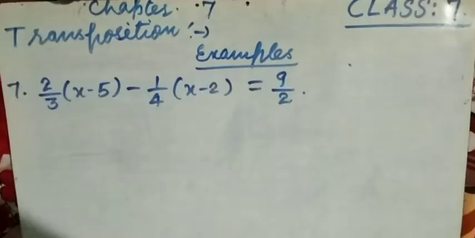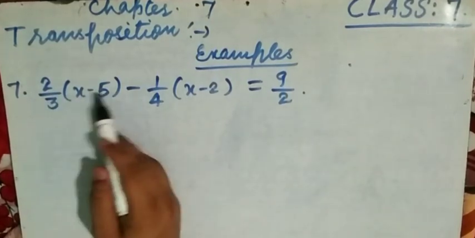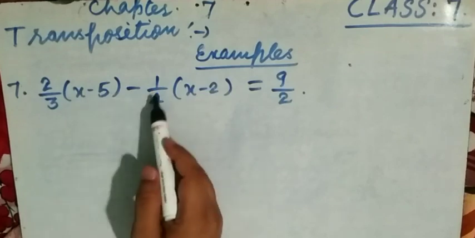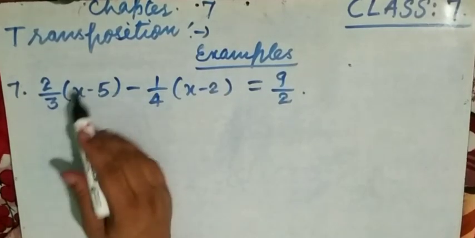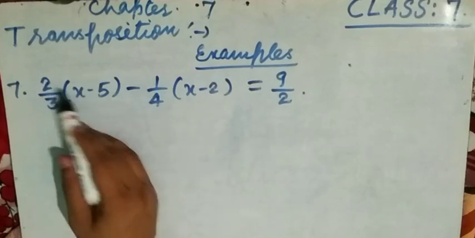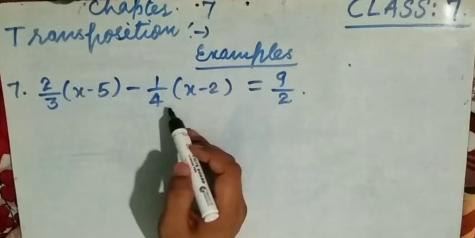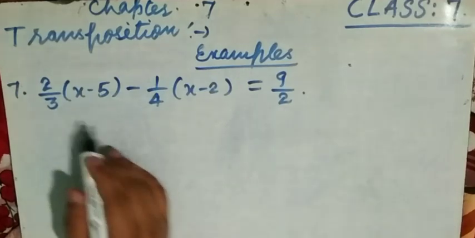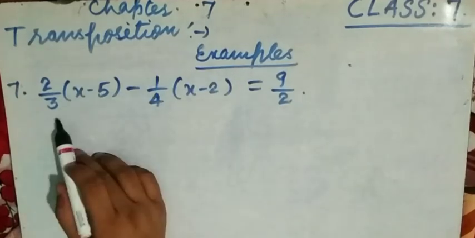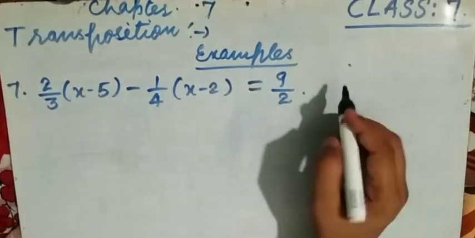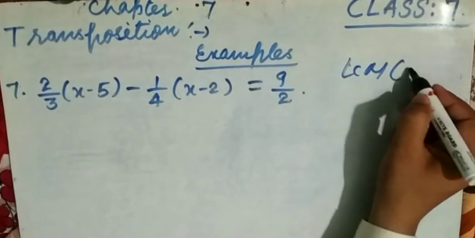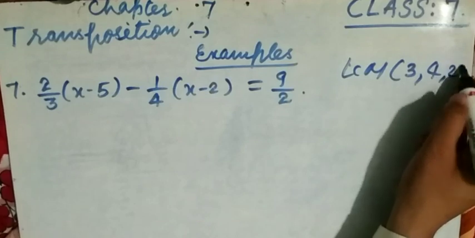So now see friends, here is example number 7. 2 by 3 the whole multiplied by x minus 5, minus 1 by 4 multiplied by x minus 2, is equal to 9 by 2. Now this is a fractions type of question, with numerators and denominators. In such type of question, first of all, find the LCM of all the denominators, that means 3, 4 and 2. So the LCM of 3, 4 and 2 is 12.